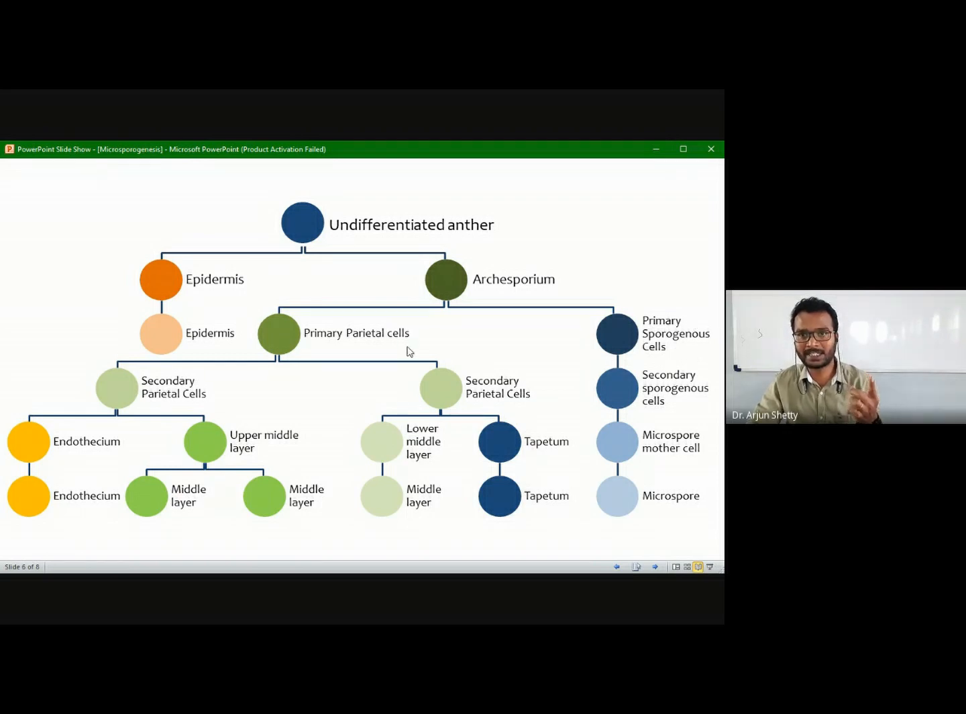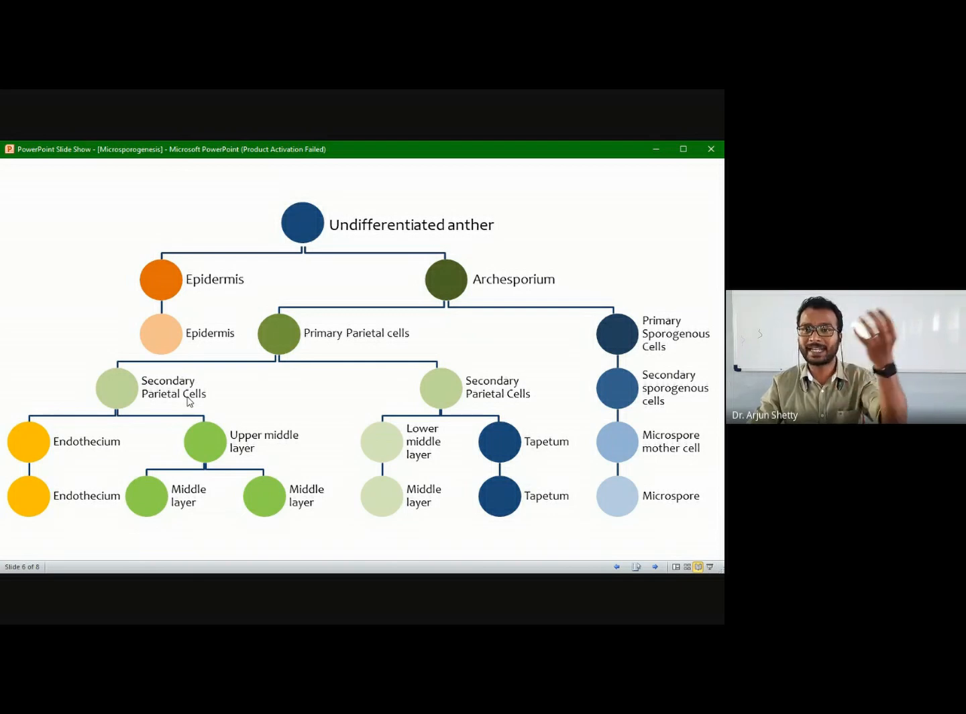These primary parietal cells are responsible for the formation of the anther walls. Suddenly a single parietal cell will not directly form the different wall layers. Initially the primary parietal cell undergoes division and forms a comfortable number of cells, some required number of cells. Accordingly, we are going to see the secondary parietal cells.